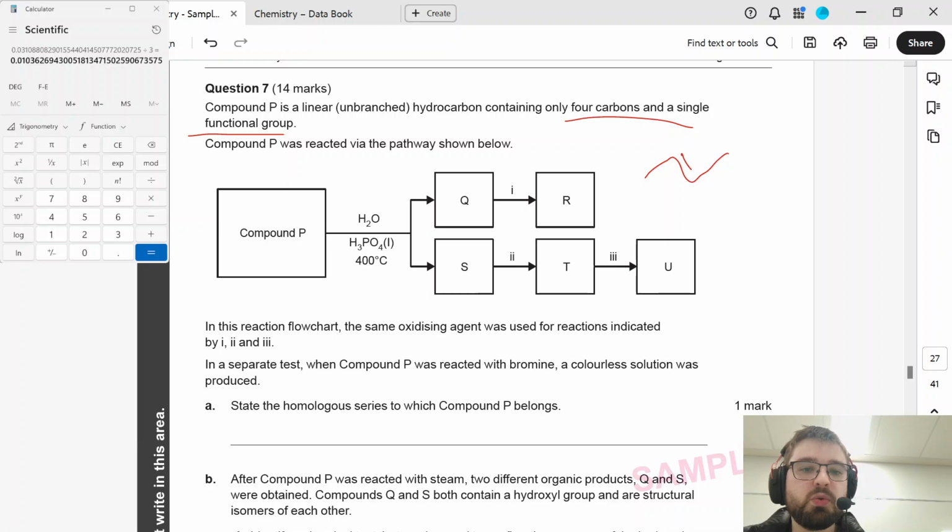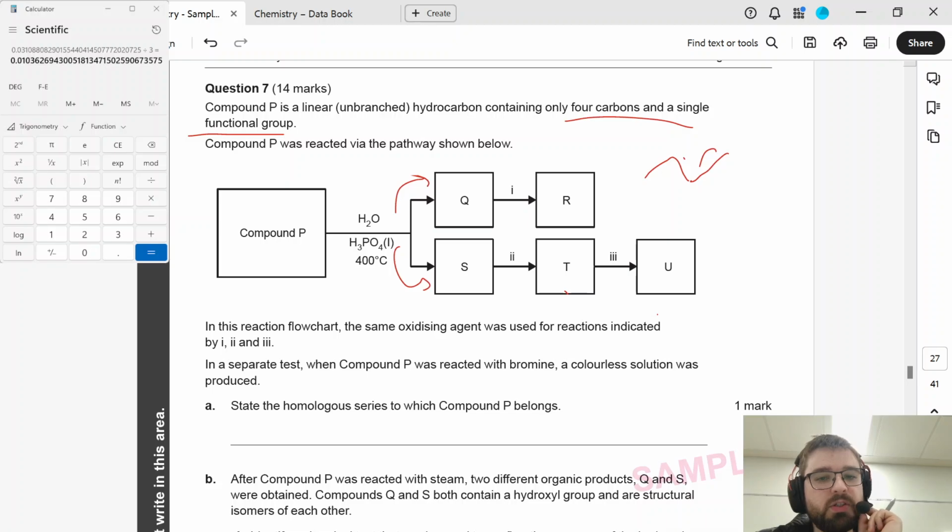If it was butene, this would always make a secondary alcohol, because you could add it here or add it here and it'd be the same thing. Because we've got 2 separate products coming out here, I can tell that it must be but-1-ene, because one of these is going to be a primary and one of them is going to be a secondary, and then this is probably going to be the aldehyde and this is the carboxylic acid. Let's see if I'm right.